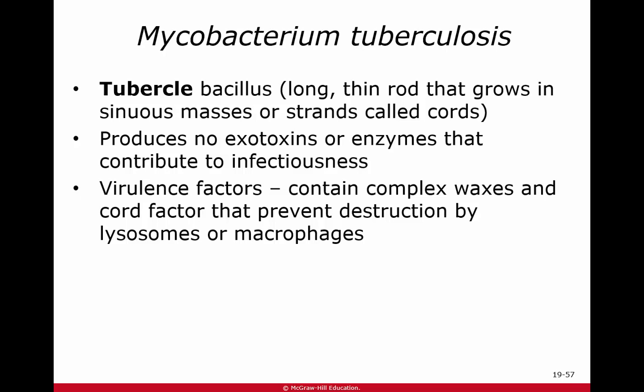Now, Mycobacterium tuberculosis is also called tubercle bacillus. These are long, thin rods, and they grow in these sinuous masses or strands that are called cords. And that is a virulence factor for them because along with the waxes in their membrane, that prevents destruction by the lysosomes and the macrophages. It doesn't make any exotoxins or enzymes that help it to be more infectious.